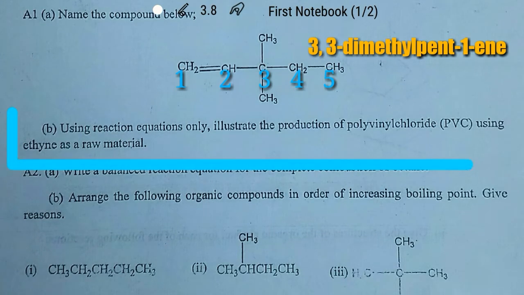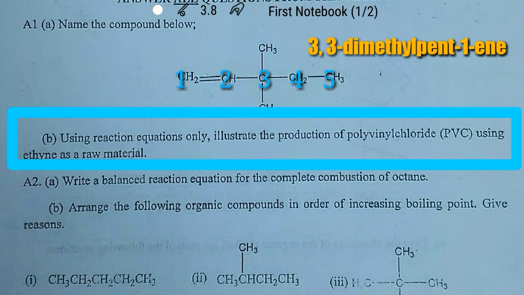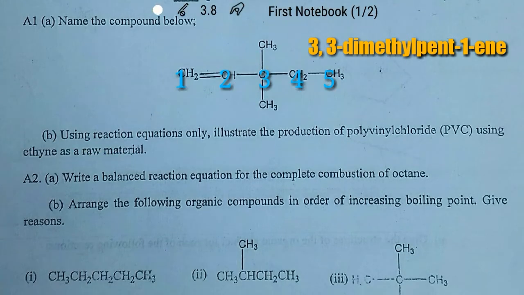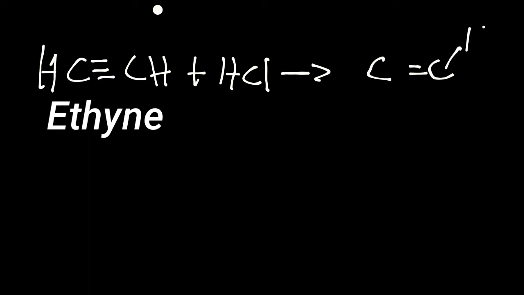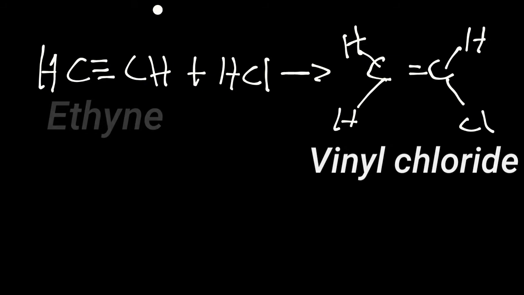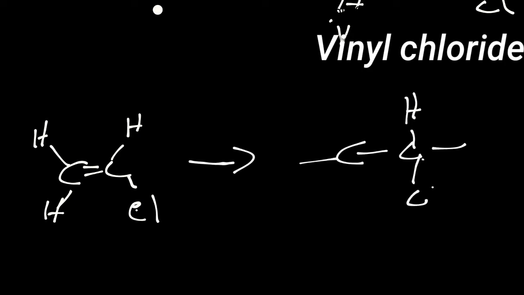So the next question says, using reaction equations only, illustrate the production of polyvinyl chloride, PVC, using ethyne as a raw material. So let's get to the blackboard and do this problem. Your first step is to write the ethyne and react it with hydrogen chloride. This will give you vinyl chloride. Your next step is to polymerize the vinyl chloride. This will give you polyvinyl chloride.